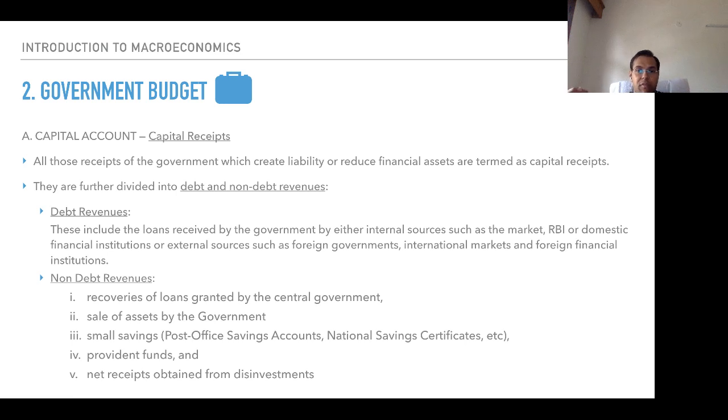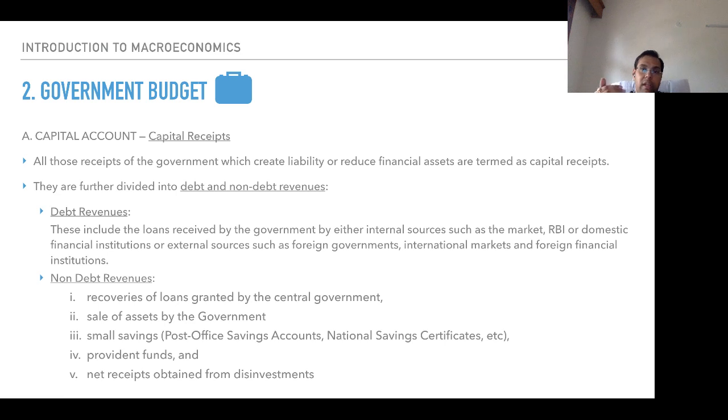Sale of assets by the government. Government has to sell the assets. Followed by that, the third is small savings. PO savings accounts, national savings certificate. All the deposits which are being done, provident fund deposits, all these are obligation on the government, by the way, because if I have deposited the amount in my PF account, that is an obligation on the government because I will get that money back after a certain point in time. And net receipts obtained from disinvestment.